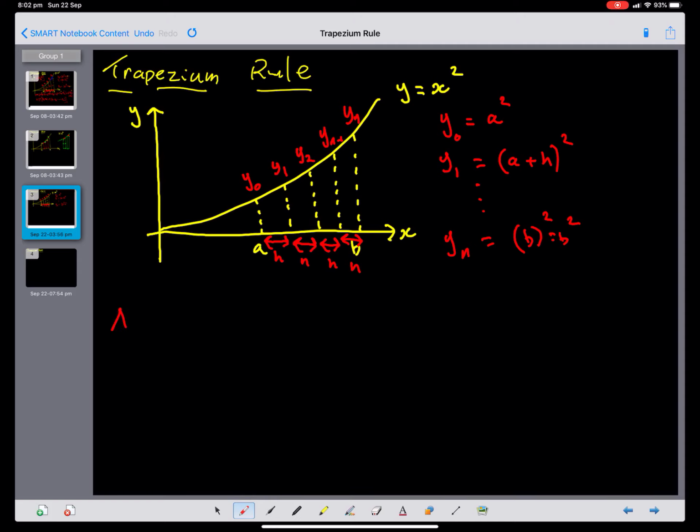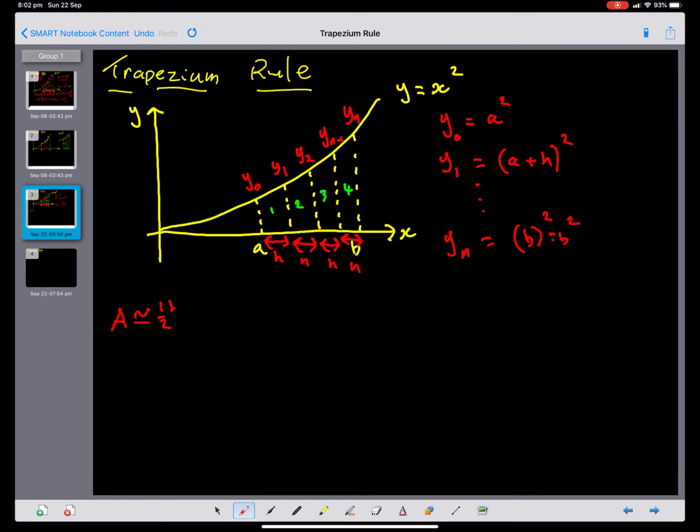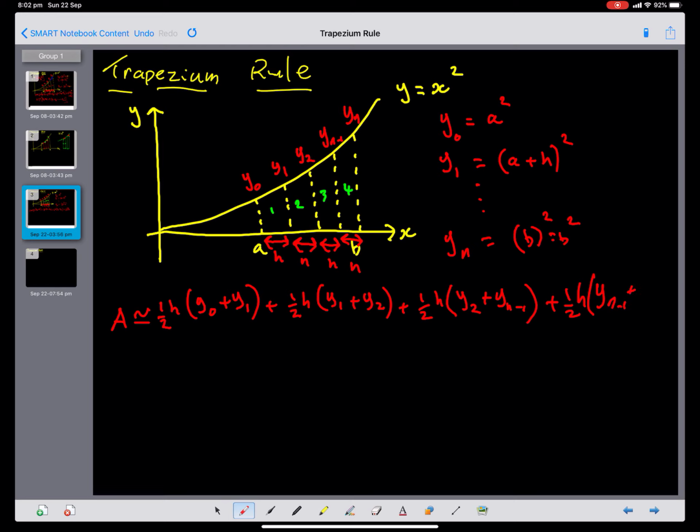So we have the area, we use this approximation, and we need to find the sum of the areas of each of these trapeziums. Let's label them trapezium 1, 2, 3, and 4. Trapezium 1 is just going to be half h (y0 plus y1). Trapezium 2 is going to be half h (y1 plus y2). Trapezium 3 is going to be half h (y2 plus yn minus 1). And trapezium 4 is going to be half h (yn minus 1 plus y of n).